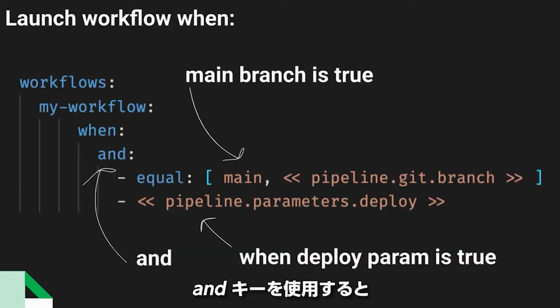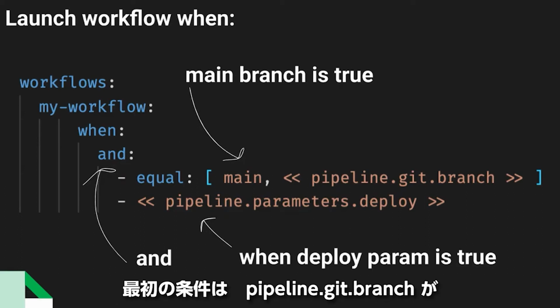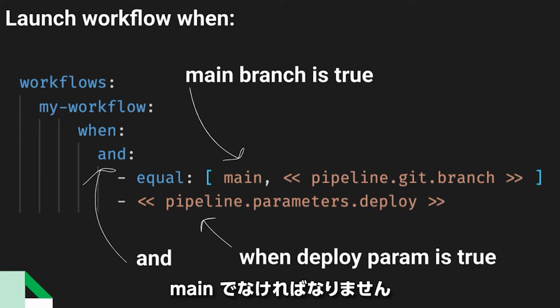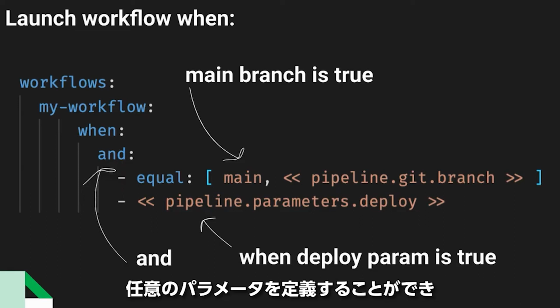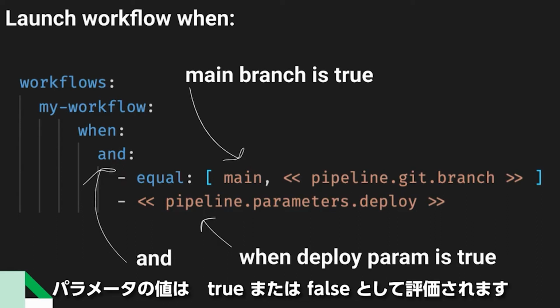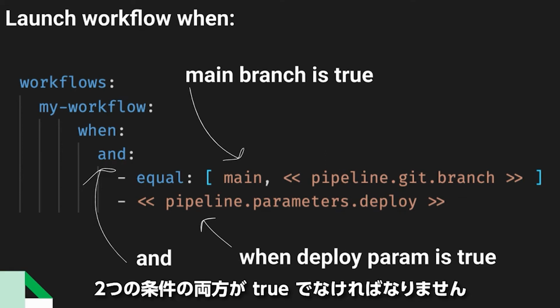So with the AND key, all of the conditions passed into it must return true. We have pipeline.get.branch, and it must be equal to main. And we're also supplying a pipeline parameter value directly to it. And you get to define the types for your own parameters. So in this case, it's probably a true or a false value. And both of those must be true in order for this workflow to run.